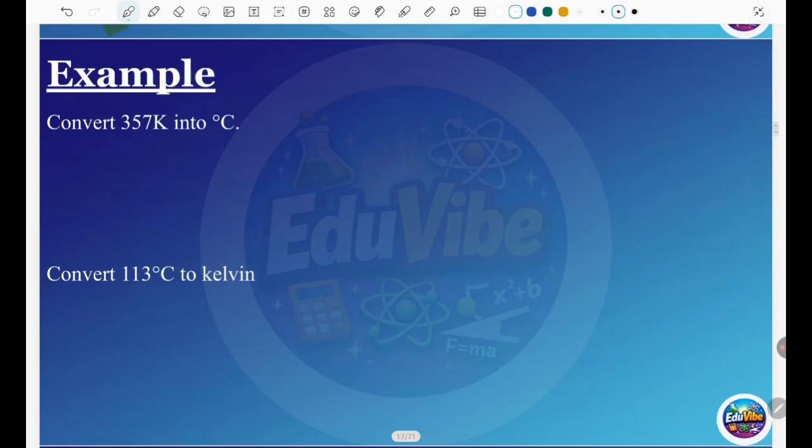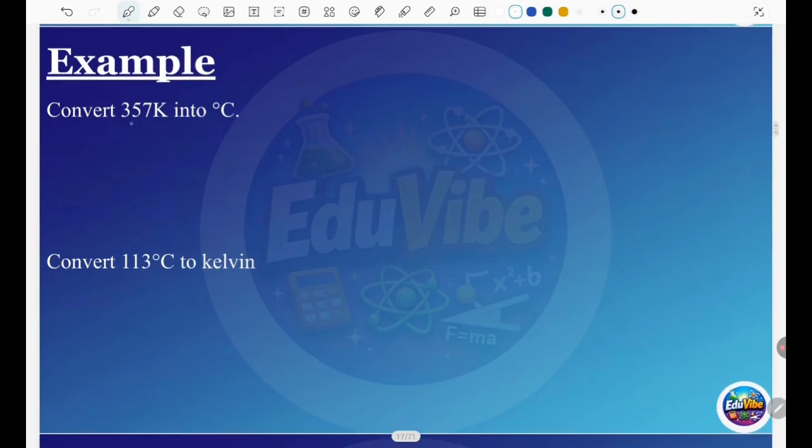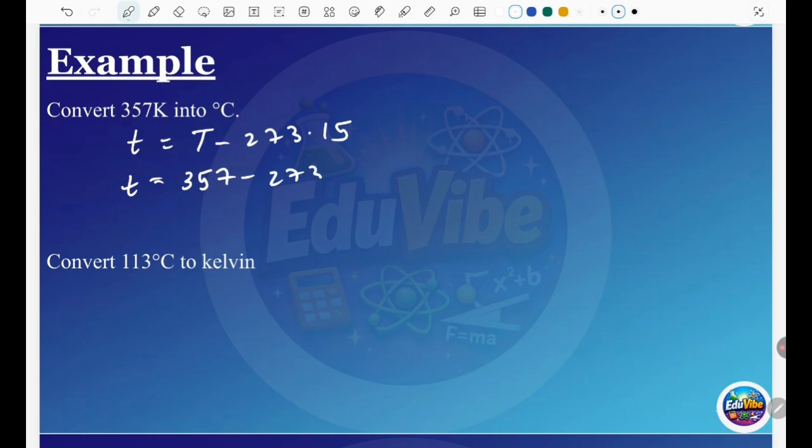357 Kelvin into Celsius. We have to find Celsius, so we subtract 273.15. 357 minus 273.15, we get 84 degrees Celsius.